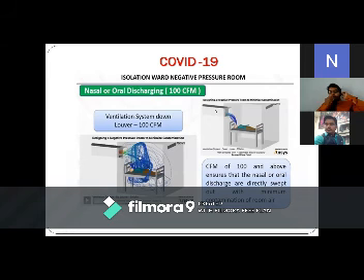Next, COVID-19 isolation ward. Isolation ward, negative pressure room. This is the very important purpose of the isolation ward for the negative room. So nasal and oral discharging 100 CFM. Okay, 100 units of density here indicate the 100 CFM. So down lower here the ventilation provided, a person rests on the bed. This is the patient, and this is the ducting.